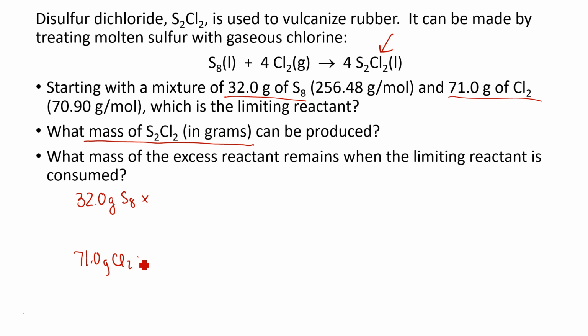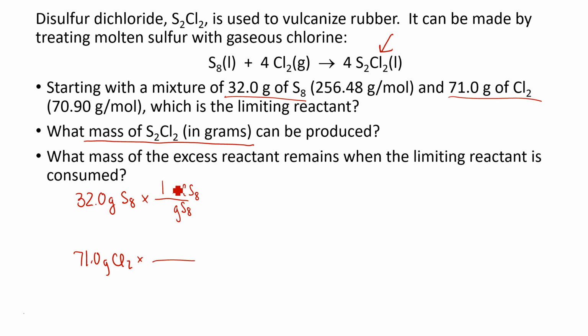So I'm given values for each reactant. So this looks like a limiting excess reactant problem. Since I have 2 values, I need to do 2 stoich problems. So first thing I'm going to do is convert grams to moles.